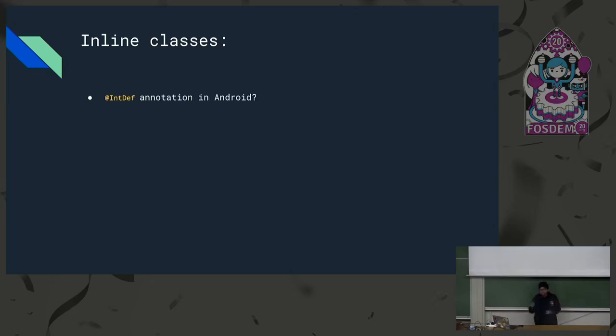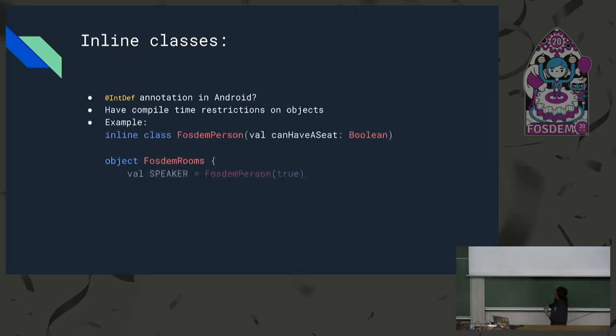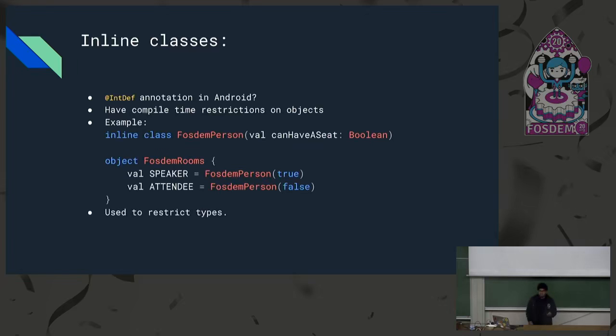The idea is amazing, because you just want something at the compile stage to restrict types. And they're essentially primitives. Half of the things that we do around these things are primitives. So that's how inline classes were born. So you have compile time restrictions in objects. For example, this is a very bad example, but we can have an inline class which is actually a Boolean parameter, which says whether a candidate can have a seat or not. And that's it. It's essentially used to restrict types.